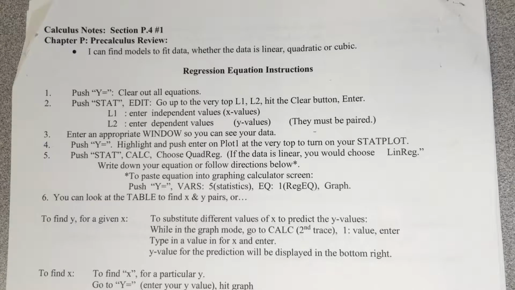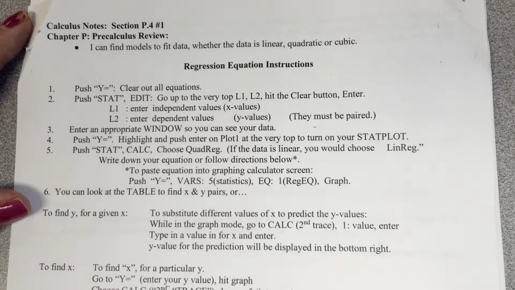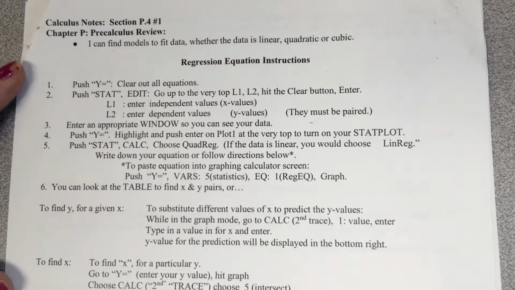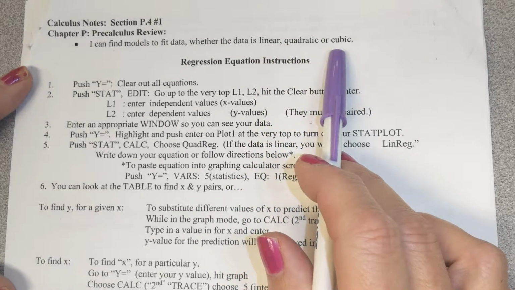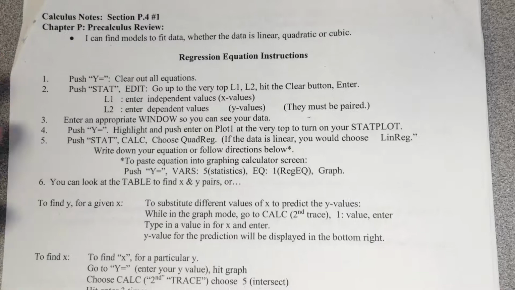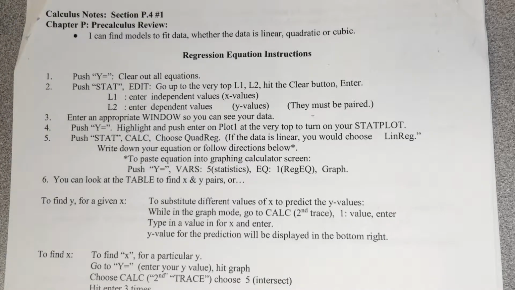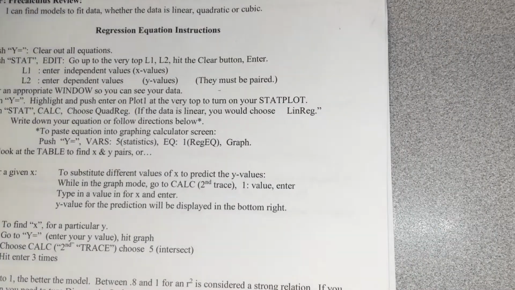Okay, so the last section here in Chapter P has to do with the regression equations. We already did this, but we only did it for linear functions. So we need to be able to understand when we have to choose whether the data is linear, quadratic, or cubic, how to figure that out. So I did put all the directions here again, but it's much better if you don't have to read through those step by step, if you just understand what to do.